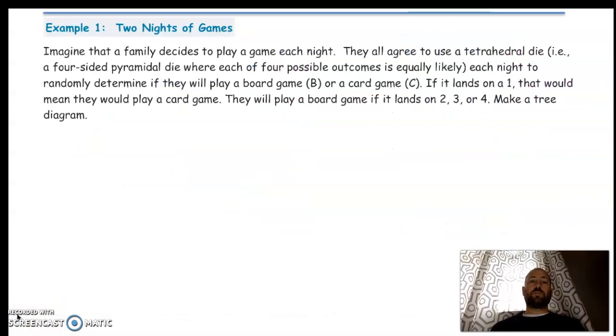Well, number one is with the board games. We're going to play two nights of board games. We're going to roll a die that only has 4 sides and determine which one we're going to play.